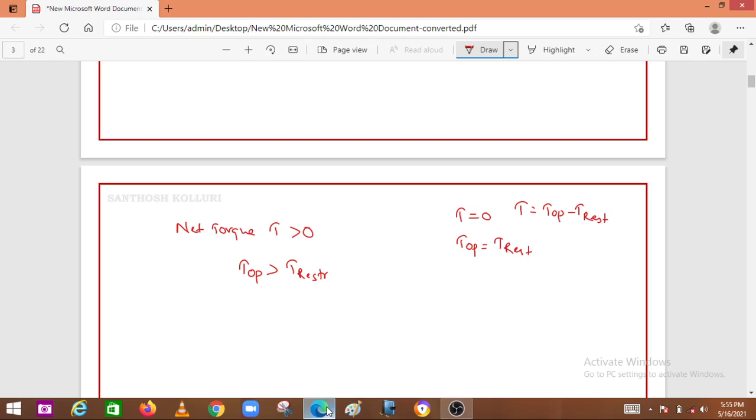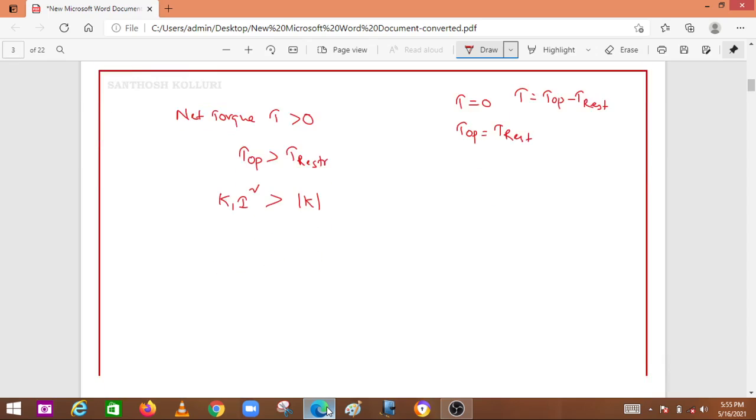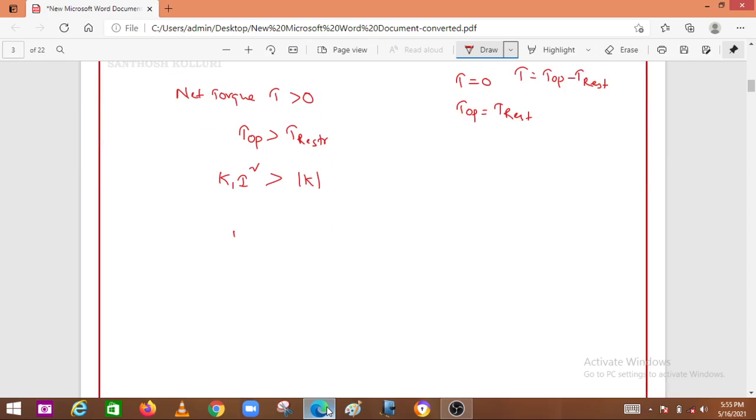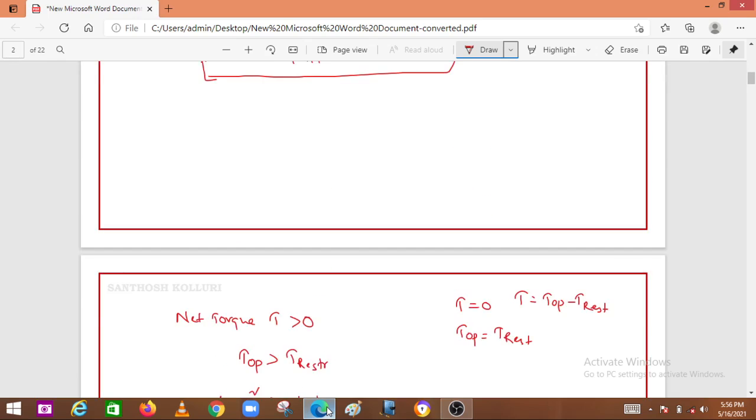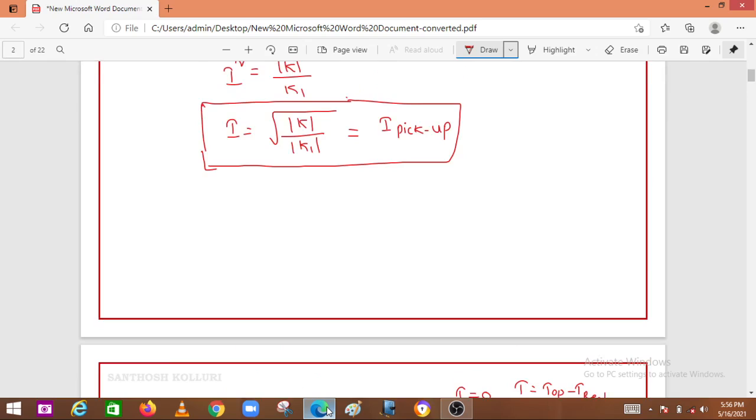So what happens here? The operating torque equation is K1 into I square is greater than the restraining torque value K. Therefore, I square is greater than the magnitude of K by K1. That means I is greater than the square root of K by K1. So what is this value, square root of K by K1? This is called the pickup current.